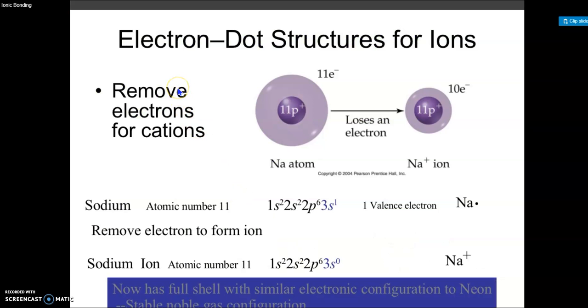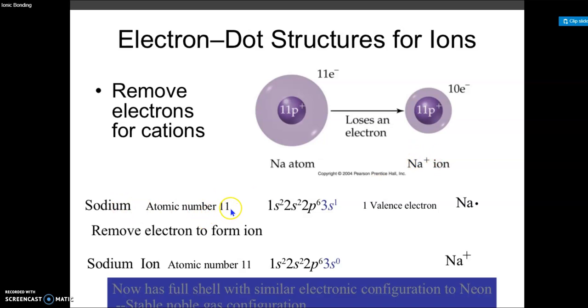Now here is the electron dot structure for the sodium ion. Sodium has 11 protons and 11 electrons in the atomic state. After the loss of 1 electron, it has 11 protons in the nucleus and 10 electrons. Sodium at the atomic state has charge 0. After the loss of 1 electron, it turns into Na+ and carries a +1 charge.